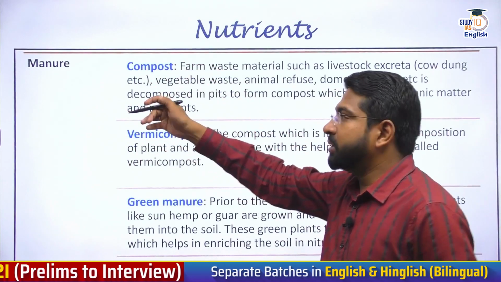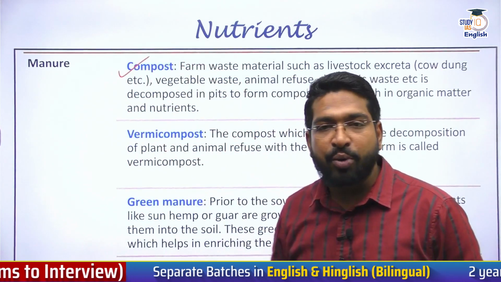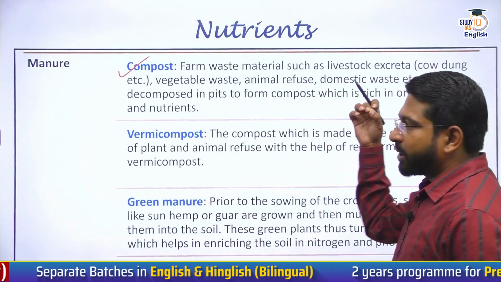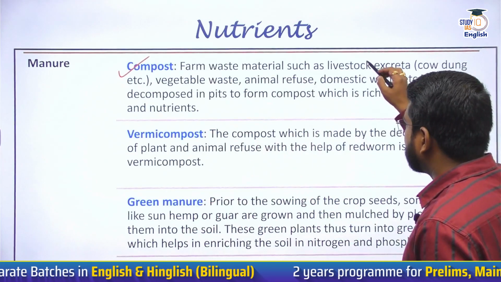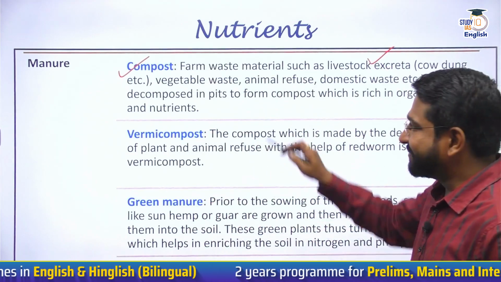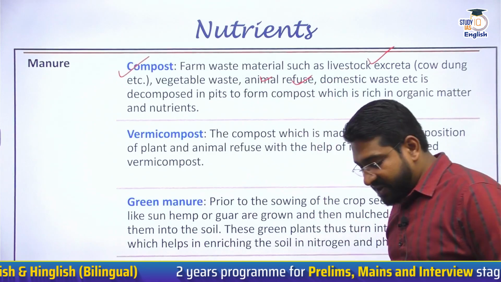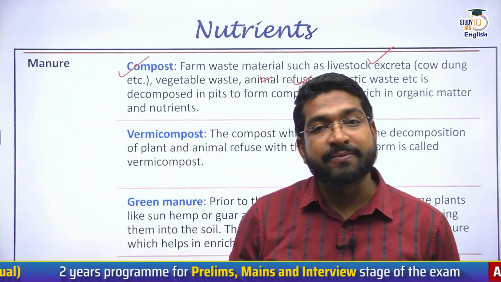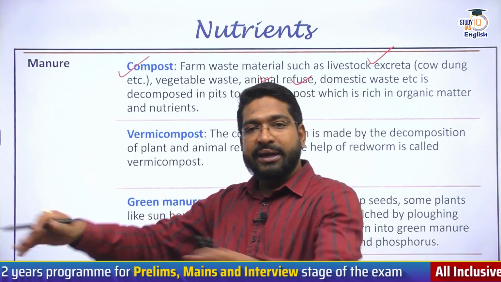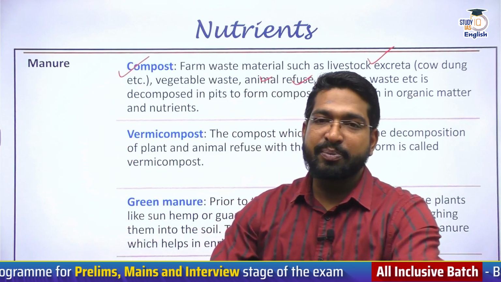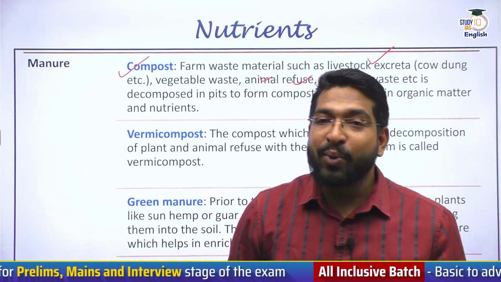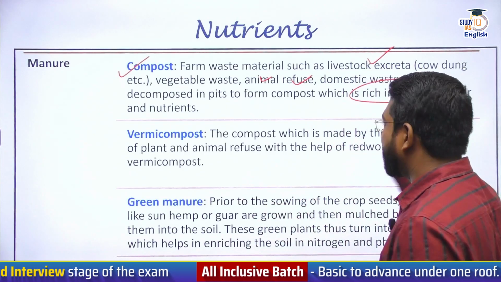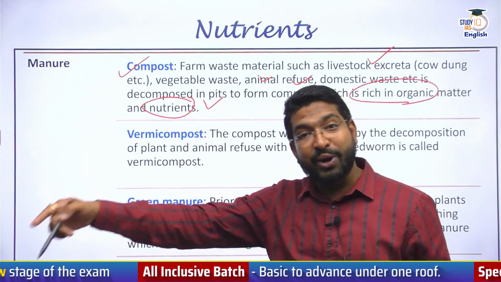So manure can be made through compost. We can go for composting. We have discussed composting before. Composting means you take your organic waste material like livestock excreta, cow dung, etc., vegetable waste, animal refuse, domestic waste refuse, the extra straw that is left out from the previous cultivation season. We simply create a pit. We put all this waste material in the pit and let it decompose. Once it decomposes, it becomes compost. It would be rich in organic matter and nutrients. I apply this on the soil.